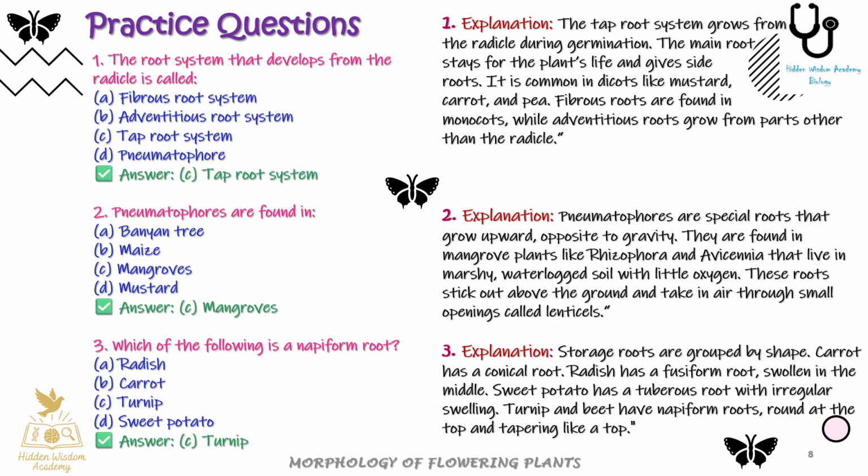Explanation. Storage roots can have different shapes. Carrot is conical, radish is fusiform, sweet potato is tuberous, but turnip shows a napiform root that is swollen at the top and tapers like a tail at the end. This classification of root shapes is important because questions based on examples are frequently asked in NEET. So, option C is the correct answer. That is, turnip is a napiform root.